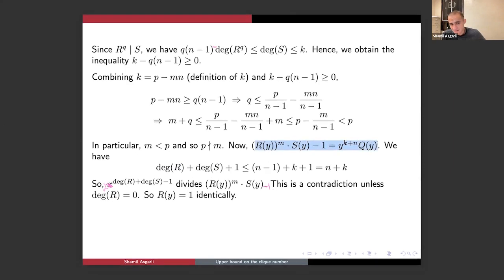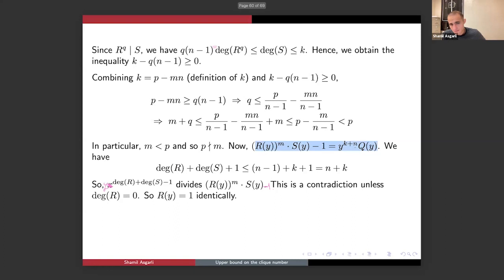If you look at what this says, this is saying that y to the power of k plus n divides ry to the m times s of y minus 1. And k plus n is at least as big as degree of r plus degree of s plus 1. And that means that y to this power, degree of r plus degree of s minus 1, certainly divides this polynomial. But this is a contradiction to our lemma.